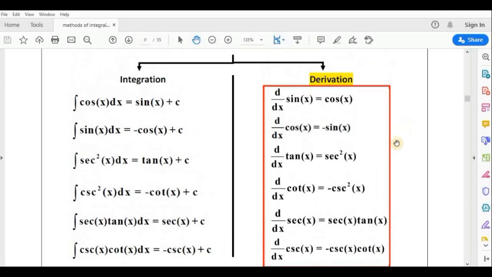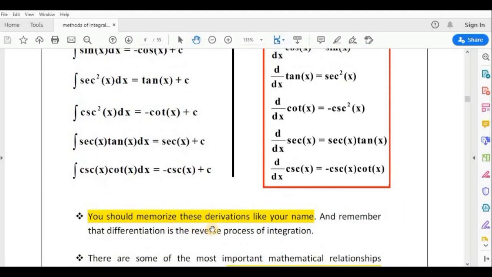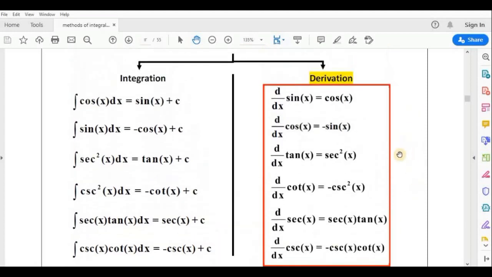Anyway, this one, the derivation, you should memorize it. You should memorize this derivation like your name, and remember, the differentiation is the reverse process of integration. Once you know the derivative of the function, it will be easy to make the integration because it will be the opposite.